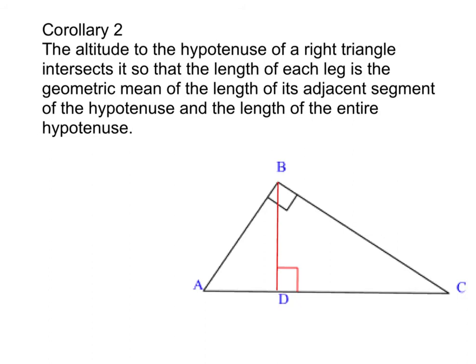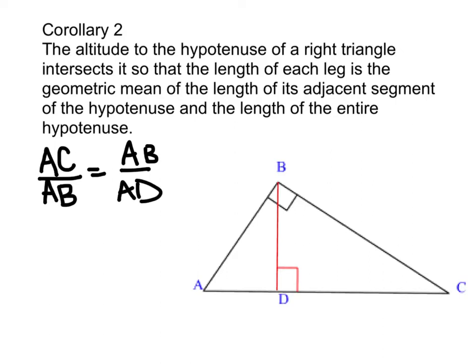Our second corollary states the altitude of the hypotenuse of a right triangle intersects it so that the length of each leg is the geometric mean of the length of its adjacent segment of the hypotenuse and the length of the entire hypotenuse. So what that's saying is that the entire hypotenuse of the big triangle, AC over AB, is equal to AB over AD. We're taking a look at the relationship between the entire big right triangle and the one on the left.